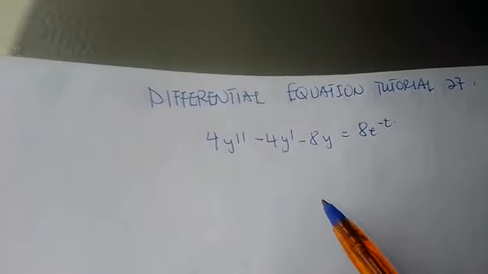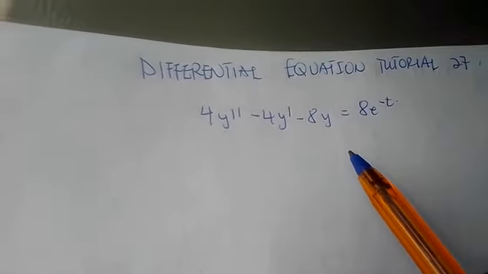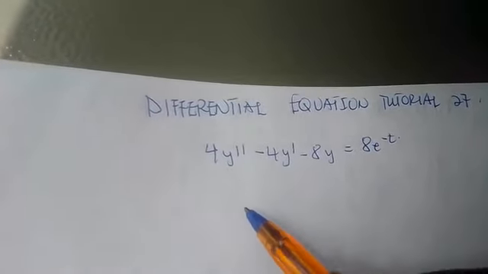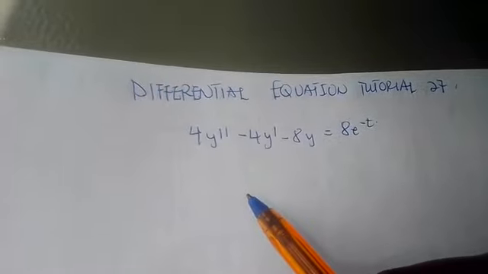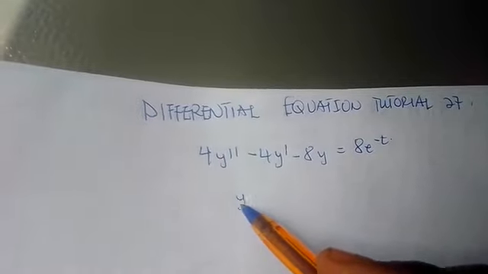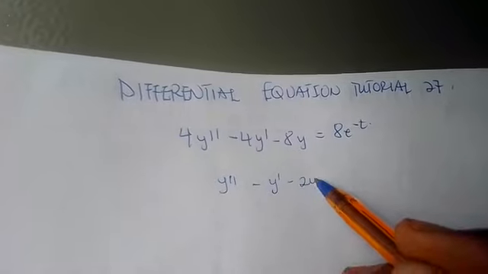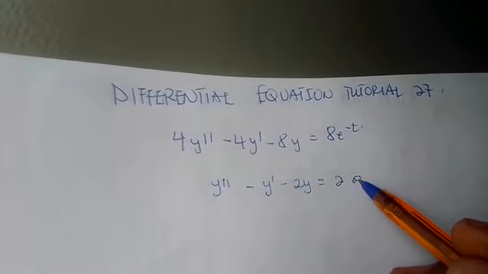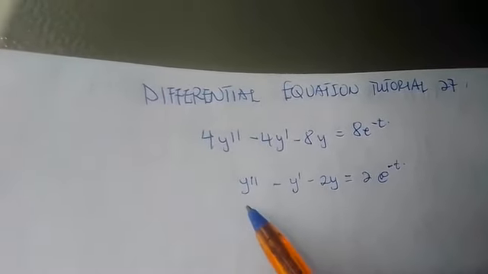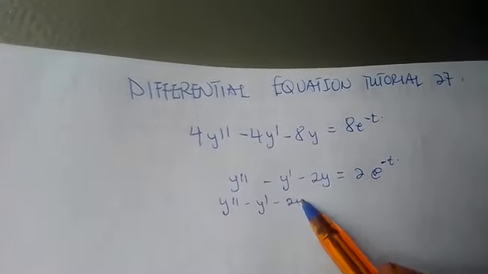Okay, so to start with, whenever you are given a second order differential equation which is non-homogeneous, first write the homogeneous form. In our equation, it's advisable to divide through by the common factor 4 that we have here. So we get y'' - y' - 2y = 2e^(-t). Once I have this, I come down to write my homogeneous form, which is y'' - y' - 2y = 0.